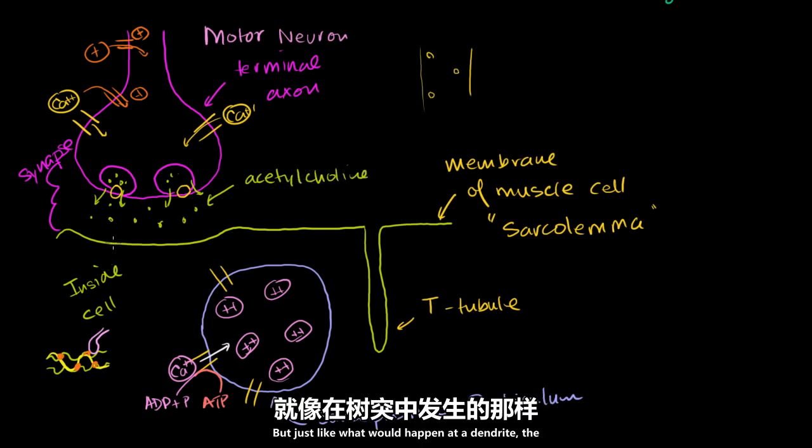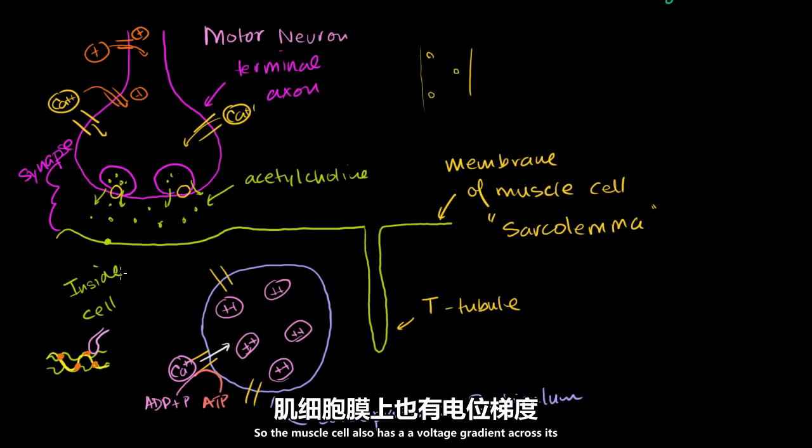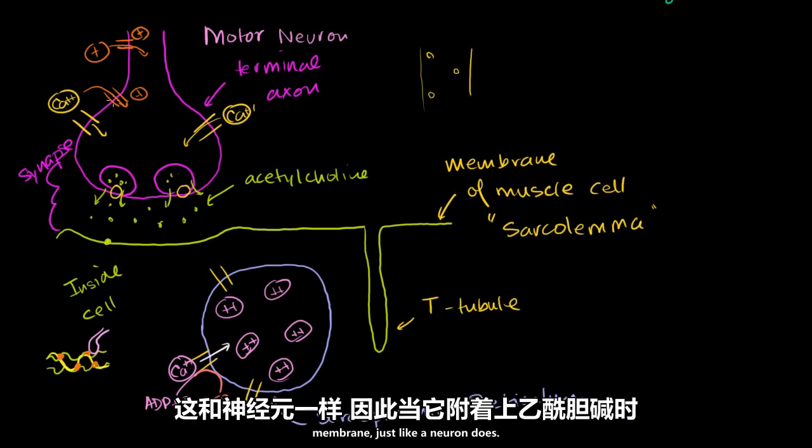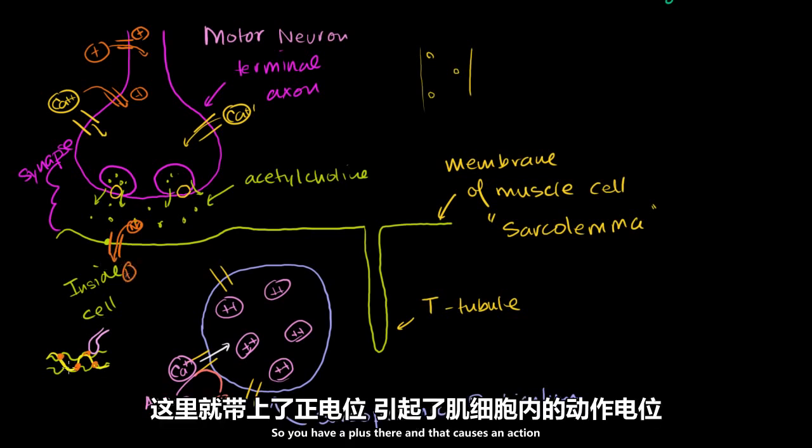Acetylcholine. But just like what would happen at a dendrite, the acetylcholine binds to receptors on the sarcolemma, or the membrane of the muscle cell, and that opens sodium channels on the muscle cell. So the muscle cell also has a voltage gradient across its membrane, just like a neuron does. And when this guy gets some acetylcholine, it allows sodium to flow inside the muscle cell. So you have a plus there, and that causes an action potential in the muscle cell.